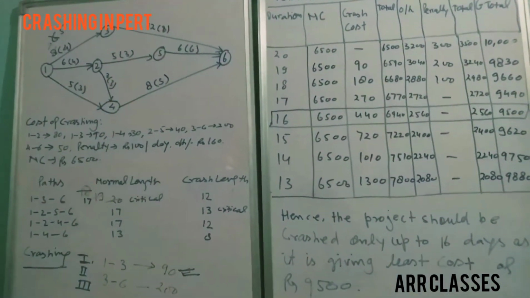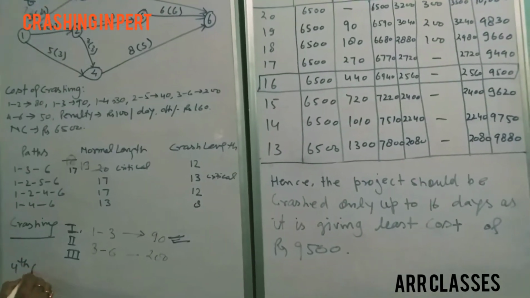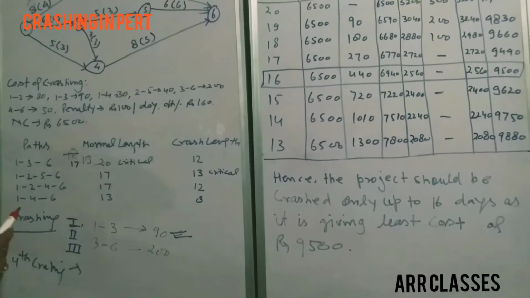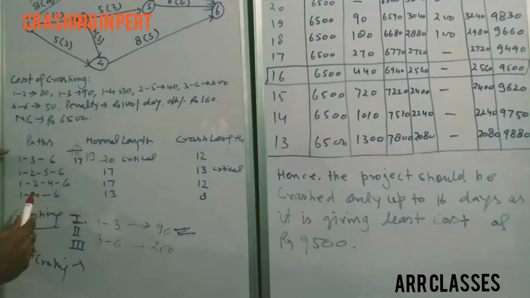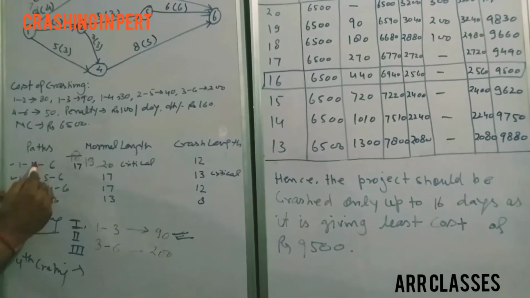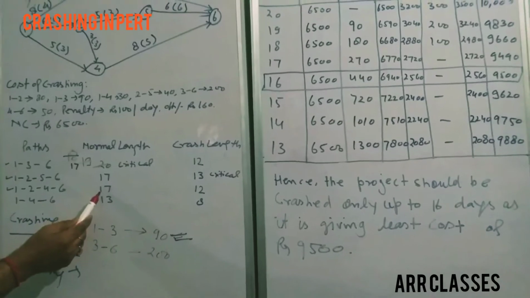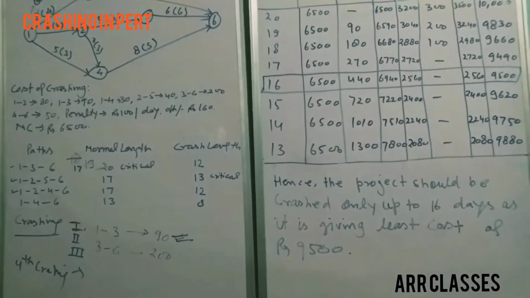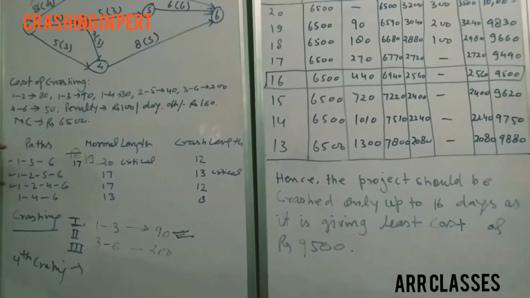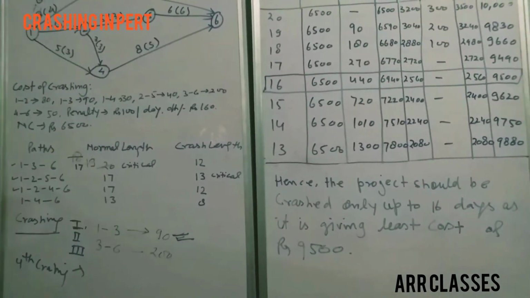Now at the fourth crashing, here is a learning, because at the fourth crashing you see there are 3 paths to be considered. Each of the 3 paths is now 17 days in duration. That means we have to make a combination here. We have to take at least one activity from all the paths, and we will see here.